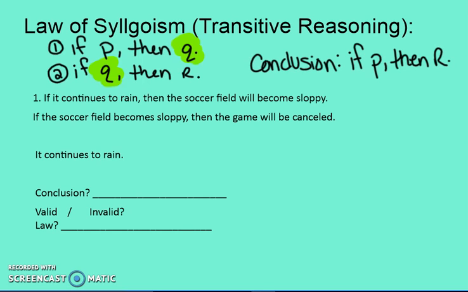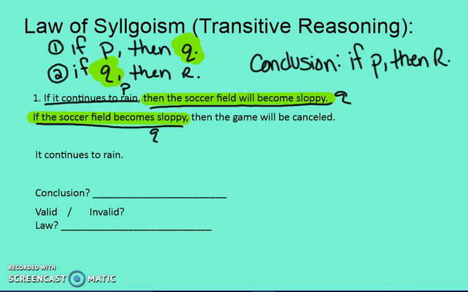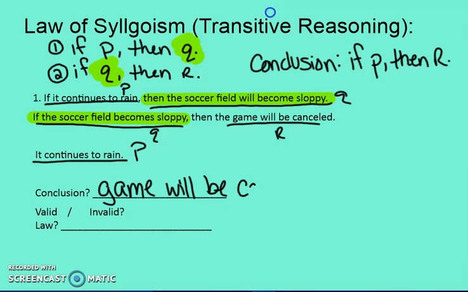Well, if I highlight what's the same, I have the soccer field will become sloppy. If we notice, it's if P then Q, if Q then R. Well, if this is my P, this becomes Q, this Q needs to be exactly the same, and they are, so then that is my R. Well now, if I look at the next sentence, it continues to rain. This is P, so my conclusion, if we go back to the conclusion, we have P, my conclusion is going to be R. So the game will be canceled.